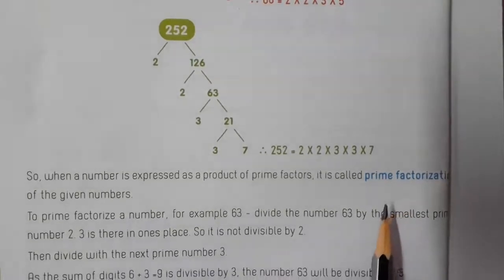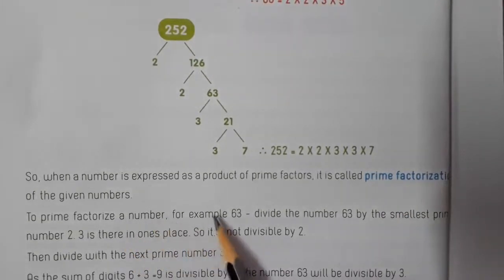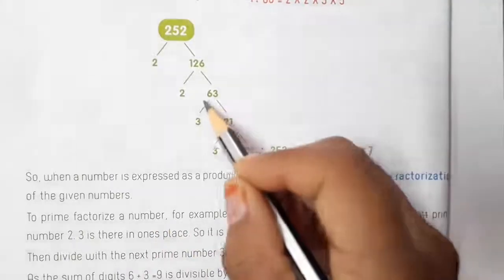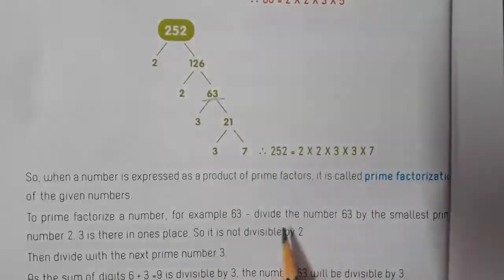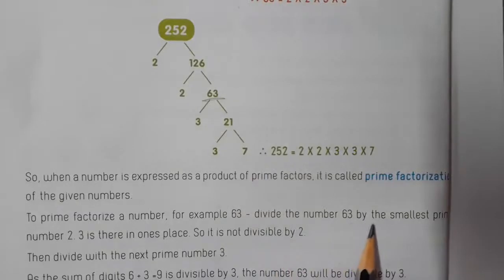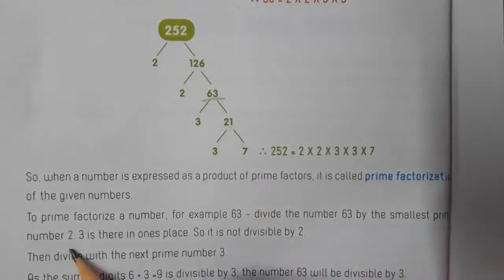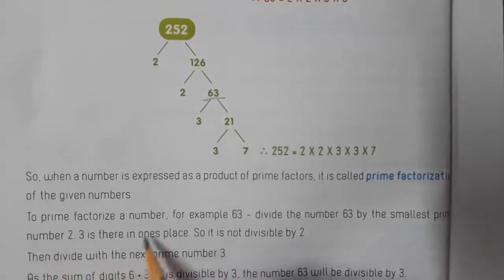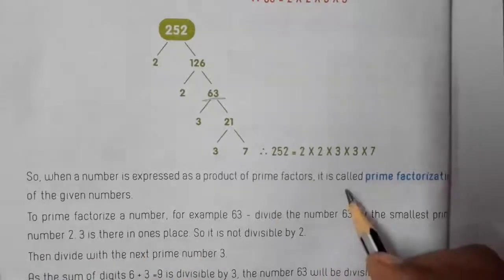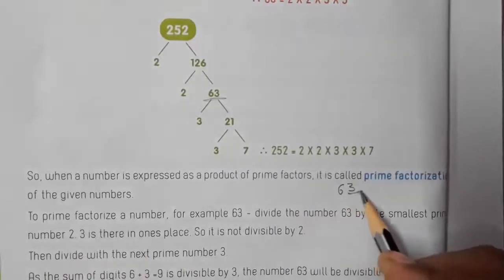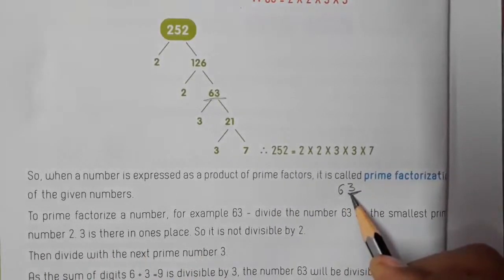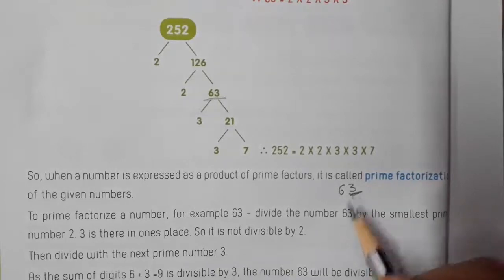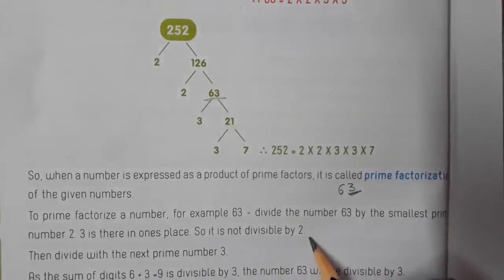To prime factorize a number, for example 63, divide the number 63 by the smallest prime number first. What is the smallest prime number? 2. In 63, what is the ones place digit? 3. So 63 is not divisible by 2.